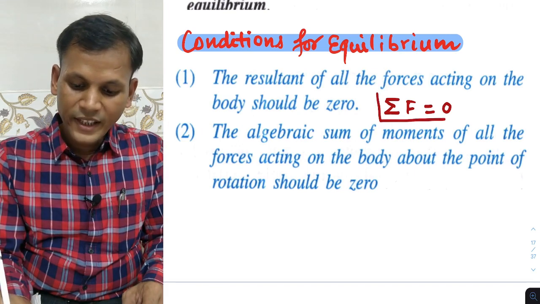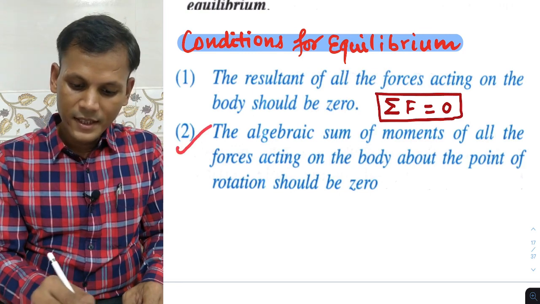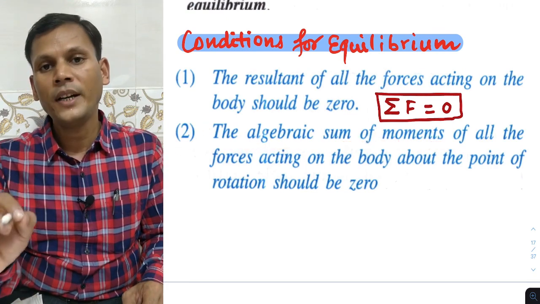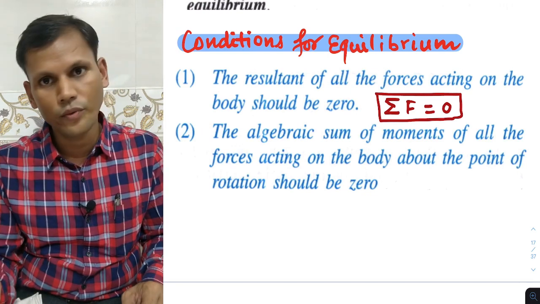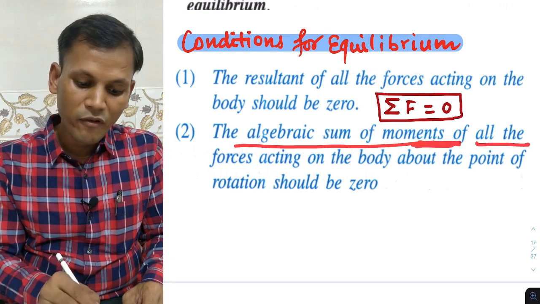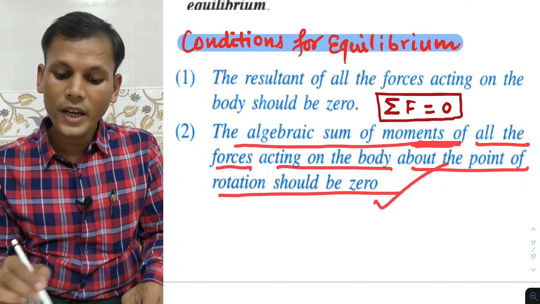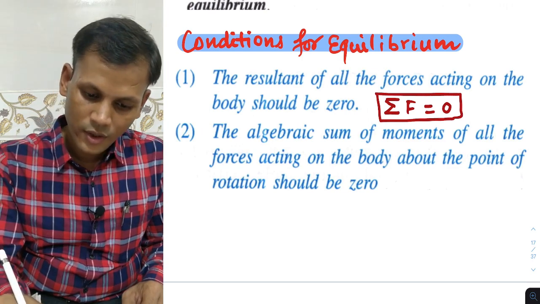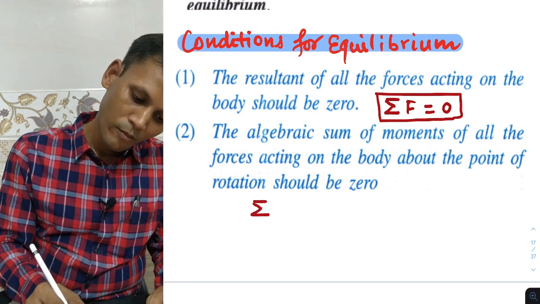And the second condition: the algebraic sum of moments. Again, what is the moment? Moment is defined as the product of force and perpendicular distance. So the algebraic sum of moments of all the forces acting on the body about the point of rotation should be 0. So the sum of all the moments is 0. I will write it in a simple way: summation means sum of moments.